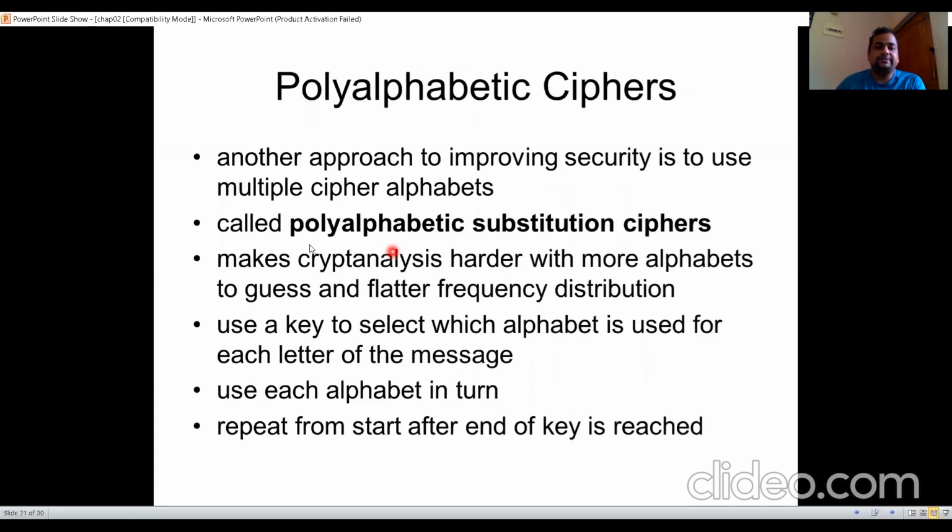Another method is called polyalphabetic. Previously we discussed the monoalphabetic cipher. Now we have to discuss the polyalphabetic substitution mechanism. The basic idea of this polyalphabetic substitution mechanism is that one character can be replaced with multiple characters. Normally, polyalphabetic substitution ciphers are more secure than monoalphabetic ciphering mechanisms.